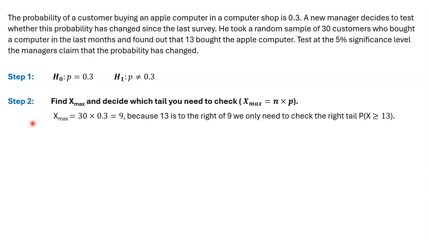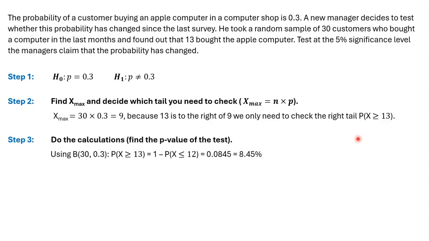Now the second step, this is the one which is different from one-tailed tests. We have to find the x at which the probability is maximum. The formula which is in the formula book is n times p. So for this particular question, when n is 30 and p is 0.3, we get the maximum at 9. And because 13 people bought the computer, 13 is to the right of 9, as we've seen in the introduction. So we only need to check the right tail: X is more than or equal to 13.